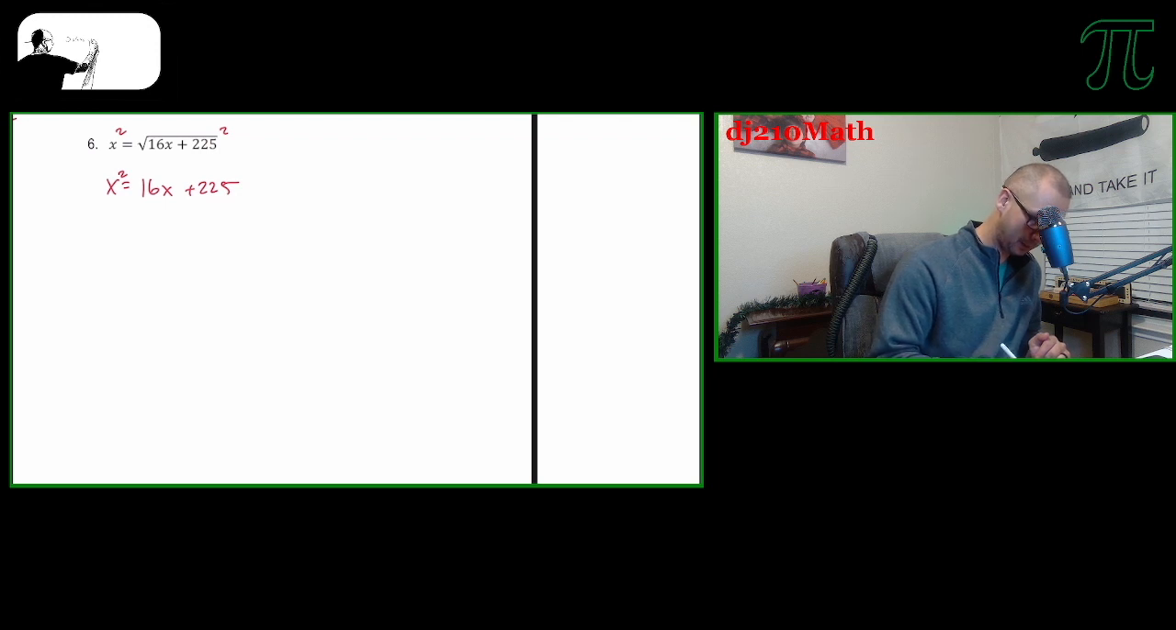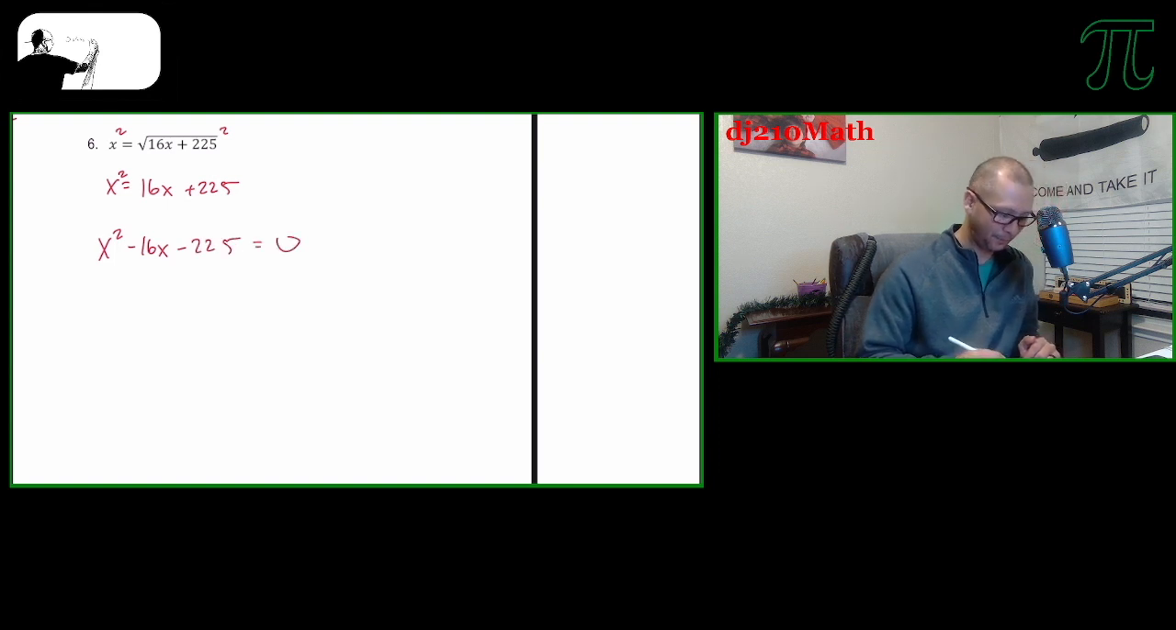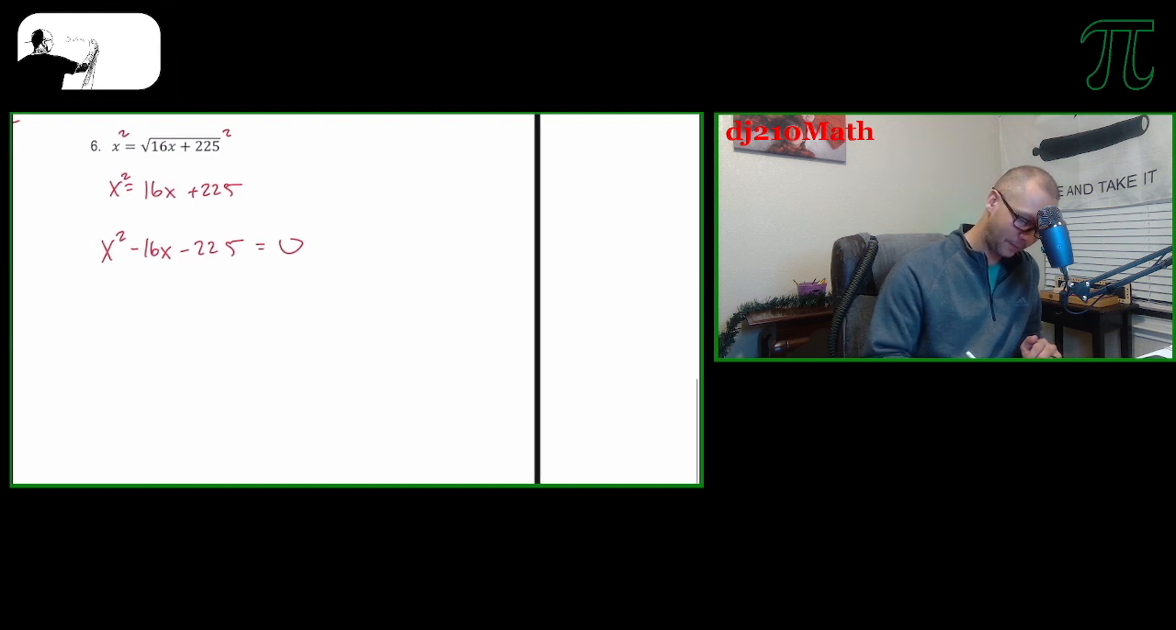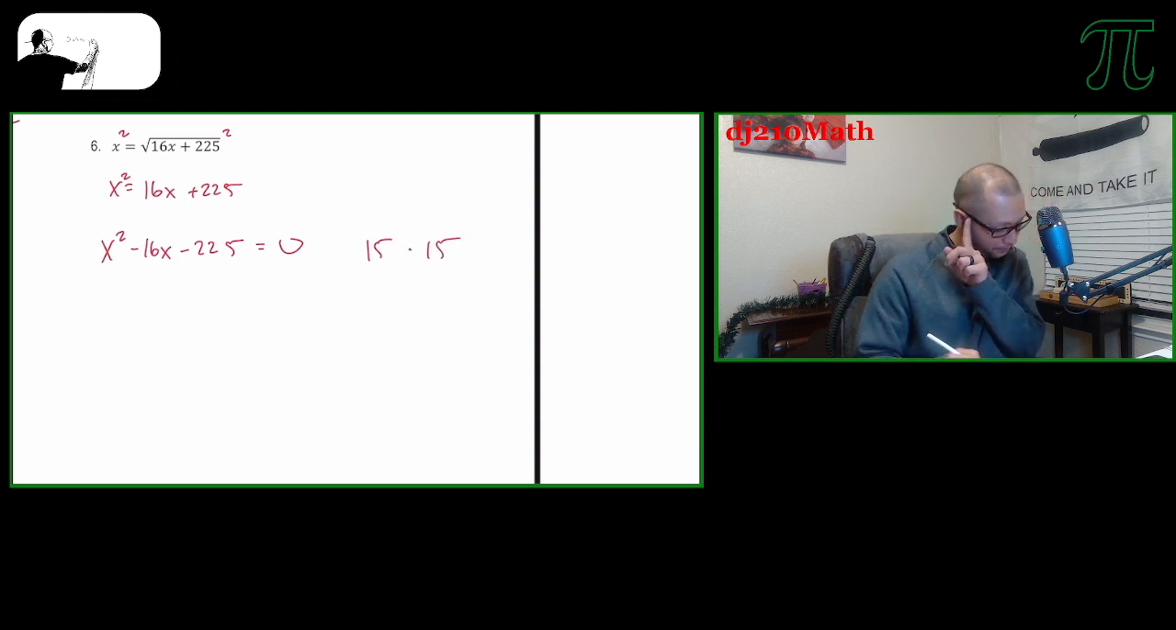All right, so this is going to be x squared minus 16x minus 225 equal to 0. Two numbers that make 225 that add up to 16, something close to each other. What are we thinking? Well, 15 and 15 doesn't make 16, though. One has to be negative.